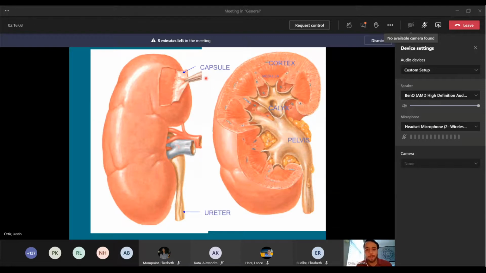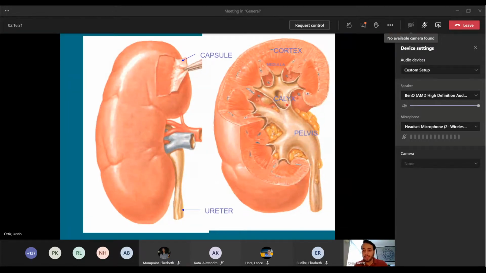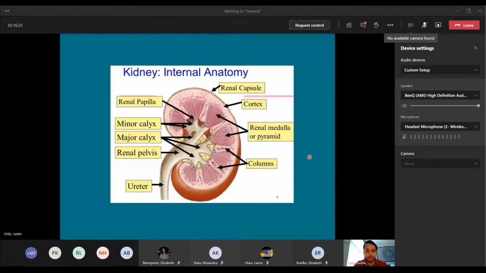The kidney, we'll talk about. I think I put a picture on this for the capsule. The capsule is just going to be the outside of the kidney. We'll talk about the cortex, the medulla, this region right here, which is called the papilla. Then you're going to minor and major calyxes, and then the pelvis, the renal pelvis, and the ureter. Okay, so I think on the next slide, yeah.